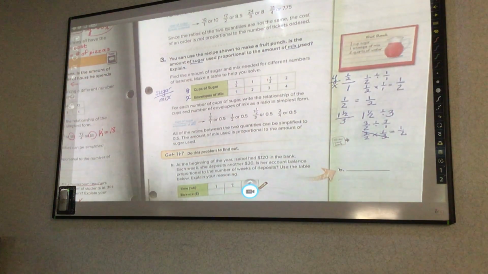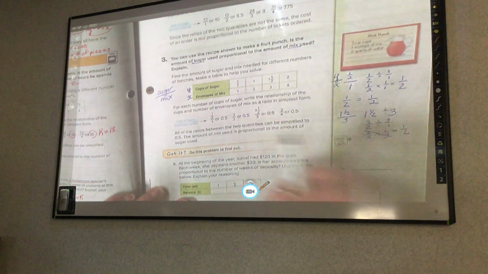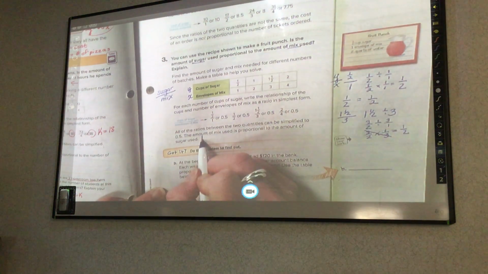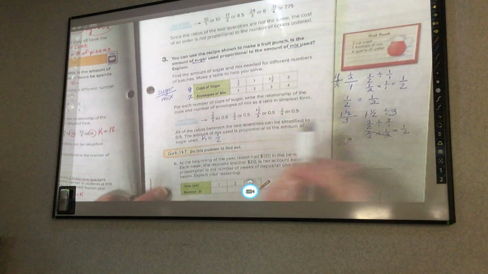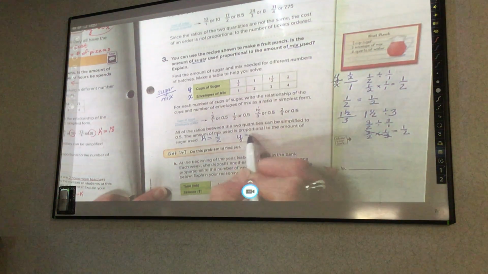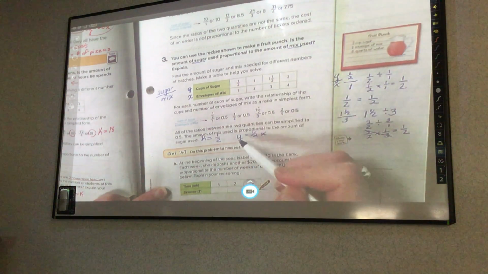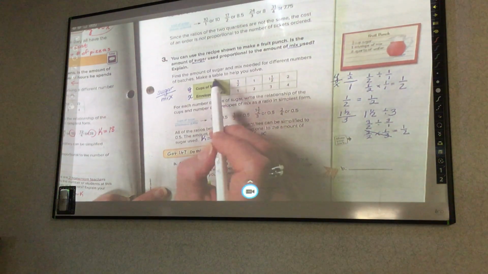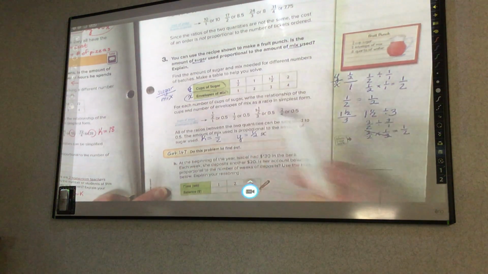Is 2/4 going to equal 1/2? Yes. So are they proportional? Yes. I'm going to write constant equals 1/2. So then to write my equation, it'd be y equals 1/2 x. What is y? Y is my cups of sugar. X is my envelopes of mix.